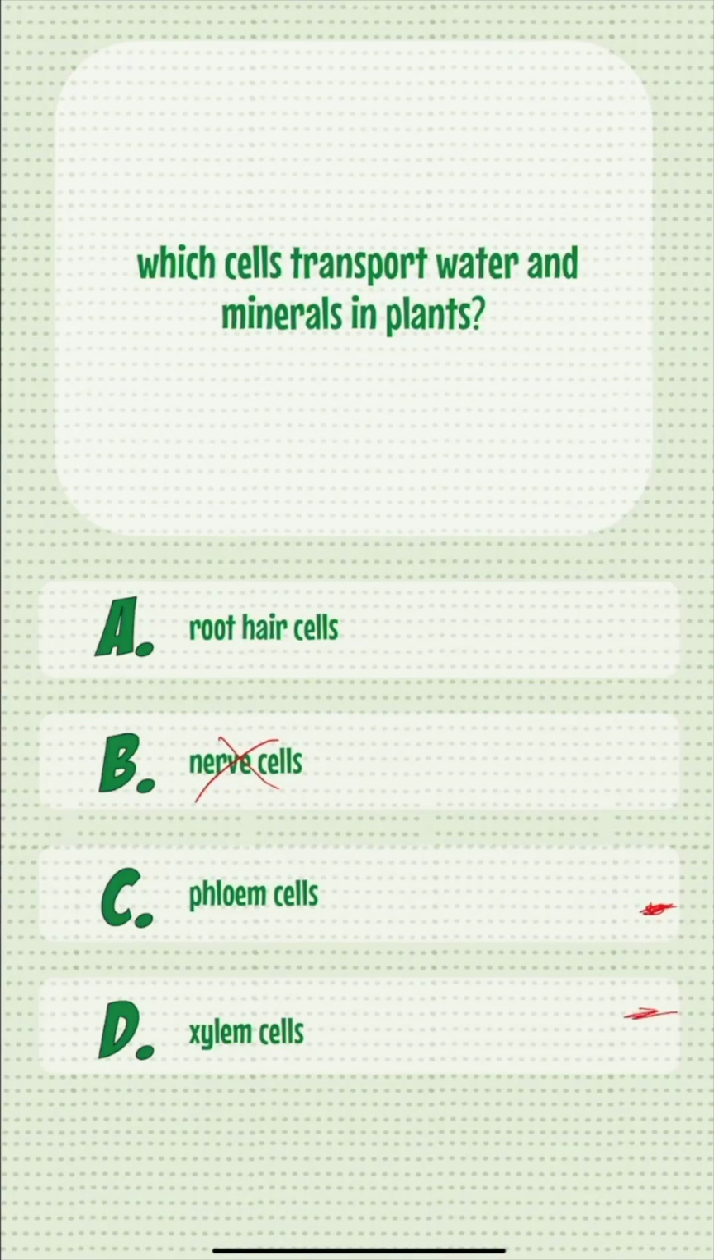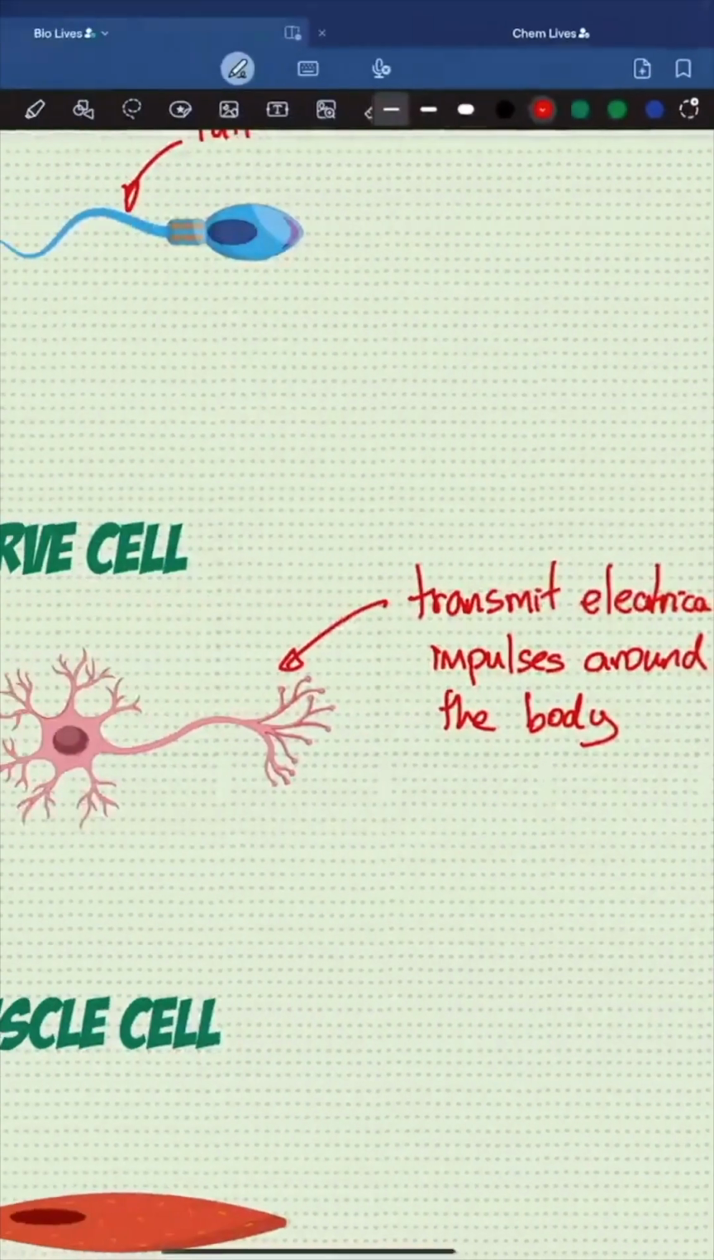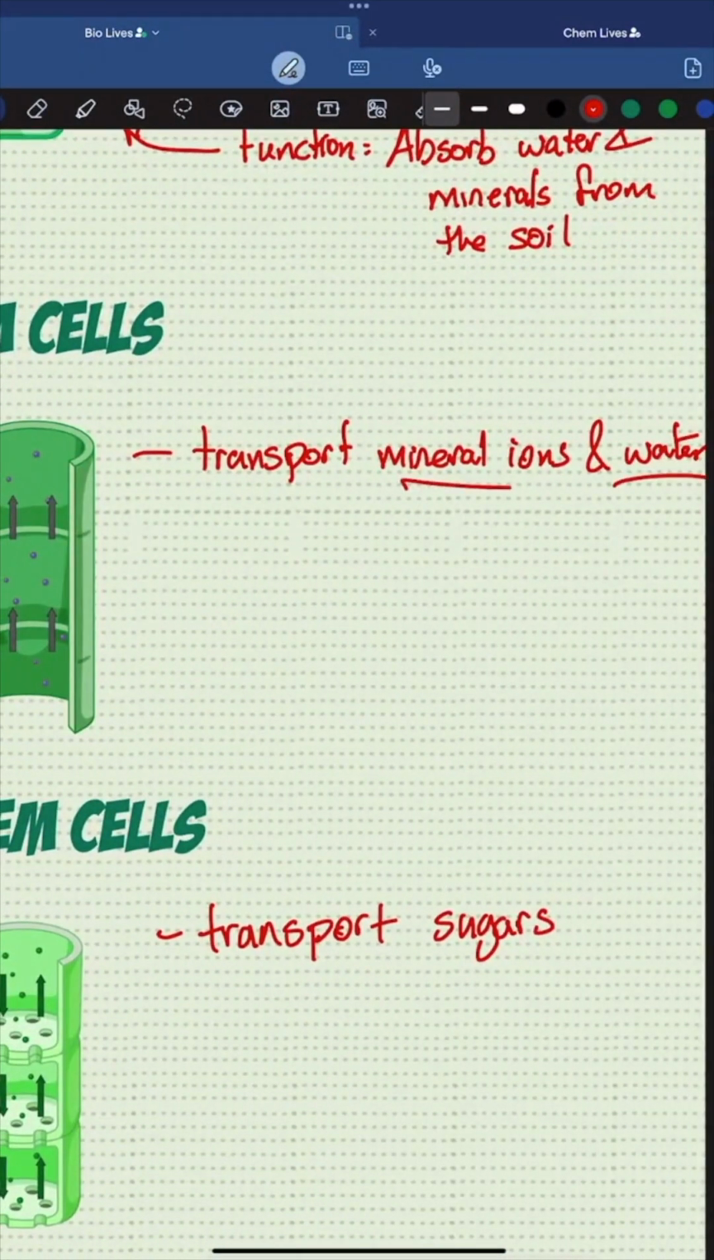People always get confused between the two. It's not root hair cells. That just absorbs water and minerals. Most people are saying D's. Yep, that is correct. Xylem cells. That's the purpose of xylem cells. I think we've got it here. Transport mineral ions and water.